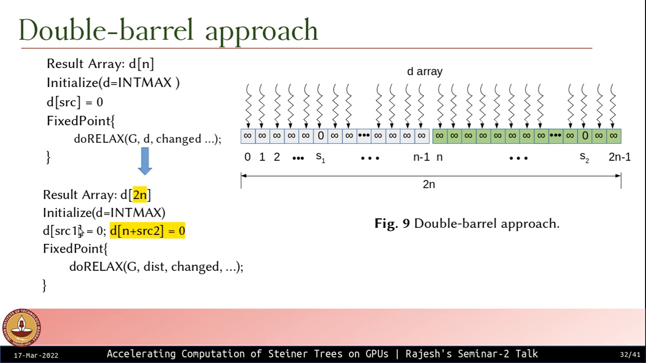Similarly, you notice that for the first array the source is S1, and for the second array the source is S2, or source 2, right? So we need to initialize the distance accordingly based on the index. So with this information, with almost no change in the kernel, we are able to run multiple parallel SSSPs in parallel.